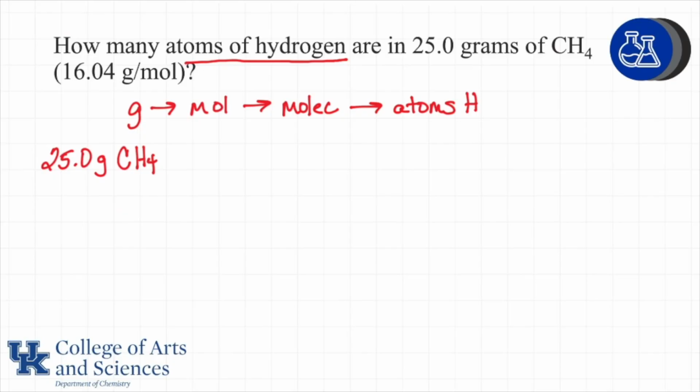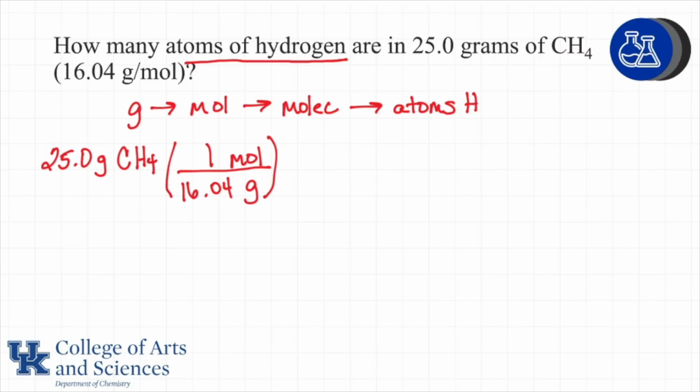We start with 25 grams of CH4. We know we need grams on the bottom. The only relationship we know with grams is the molar mass, so moles will go on top. We can put in the numerical value. Our molar mass for CH4 is 16.04 grams per mole.